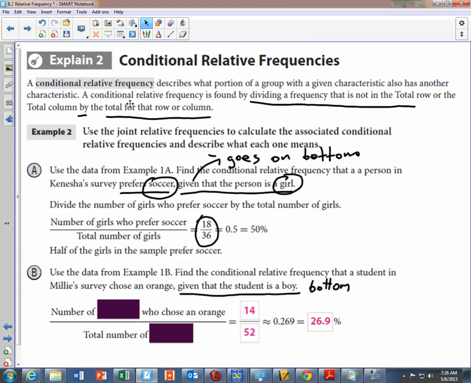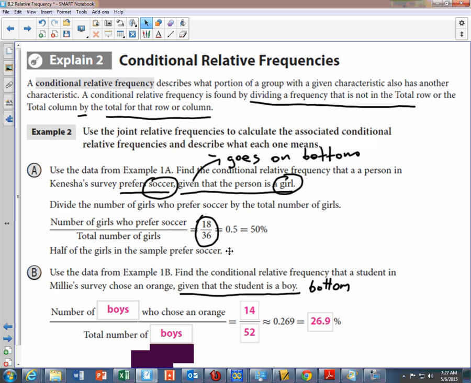Well, let's take a look at this. I always like to start with the bottom when we're doing this. The total number of what's given to us is that the student is a boy. So the total number of boys, you probably need to fill that in, is going to be 52. That comes from the table. If you look on page 361, the number of total boys is 52. But on top, we're looking for the number of boys who chose an orange. So staying in that same row, the boys that chose an orange was 14. I divide 14 by 52 and get 0.269. Move that decimal 2 spots to get 26.9%.